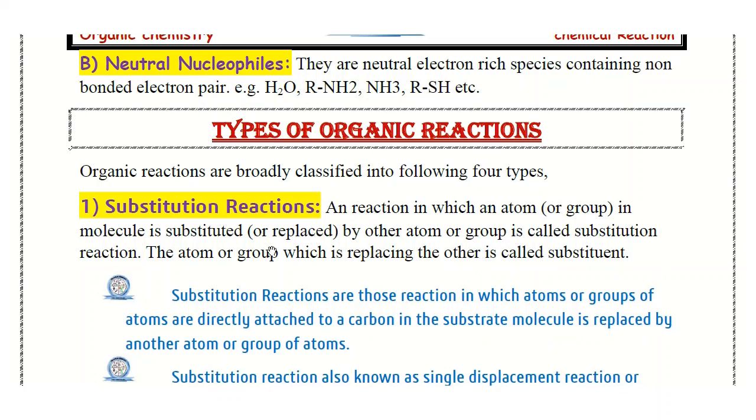Substitution reaction, as the name indicates, means something is going to be substituted during the chemical reaction, and that must occur in the reactant molecule. So a substitution reaction is basically any type of organic chemical reaction in which an atom or group of atoms in a molecule is substituted or replaced by another atom. That reaction is known as the substitution reaction. The atom or group of atoms that is substituted in our substrate molecule during the substitution reaction is known as the substituent.